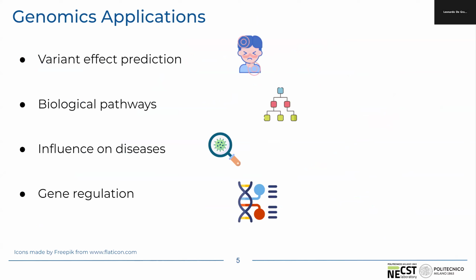In particular, with these methods, my aim is to try to predict the effect of a mutation or a variation in the genomic sequence, and how this translates to the phenotype of an individual. Another possible application is to try to understand how these biological entities work in more complex biological mechanisms like pathways, how each entity influences diseases and what their role is, and how genes can interact together to enhance or diminish their expression levels.